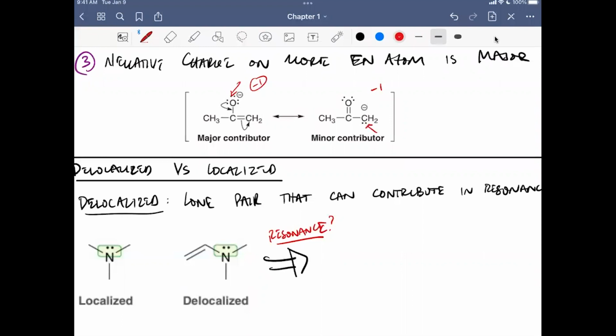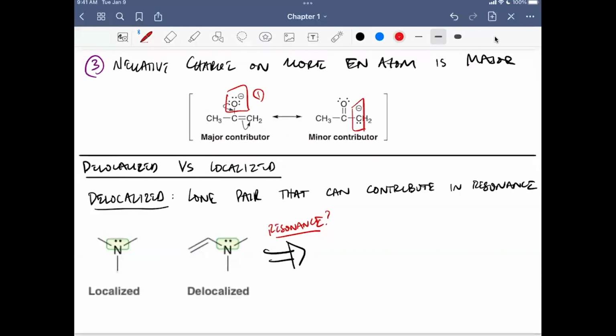So let's go to our third rule, which is if you have a negative charge on a more electronegative atom, that resonance structure, that resonance contributor is major. So in this example, we're dealing with a negative charge on oxygen and a negative charge on carbon. Since oxygen is more electronegative than carbon is, this first structure, let's call this the first, is our major contributor. All right, so those are the 3 rules. And again, if you do enough practice problems with resonance, it becomes like clockwork, honestly.